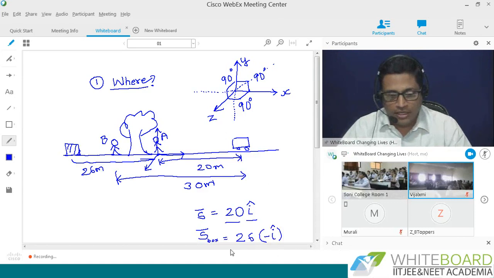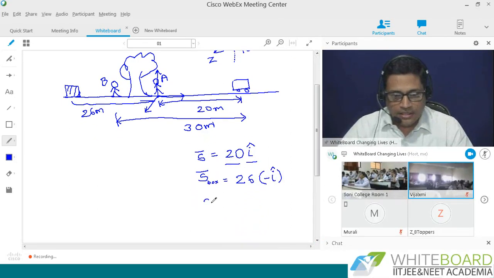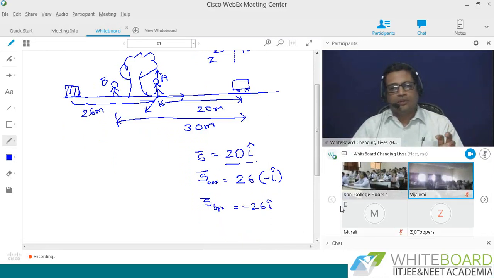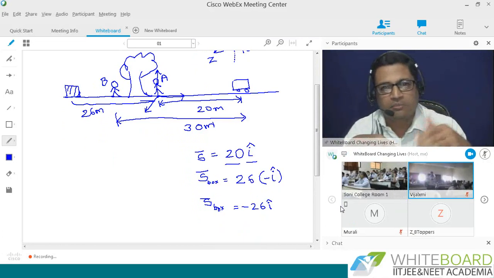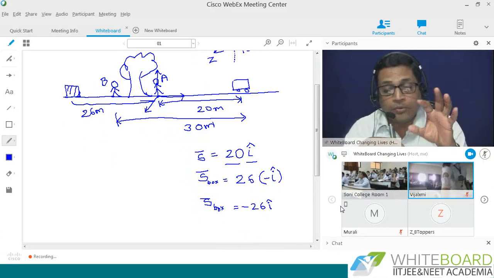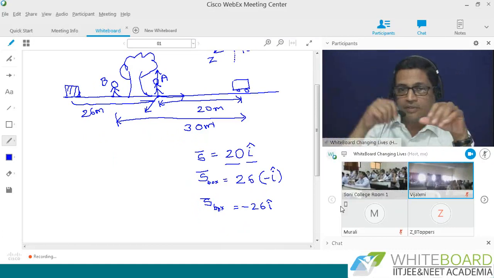This minus can be pulled outside and you can write, let me drag this a bit down. So now you can write the position of the box is minus 26 I cap. Right. So this is how you can write the positions of objects which are along the x-axis. The same thing can be done for the y-axis and the same thing can be done for the z-axis also.